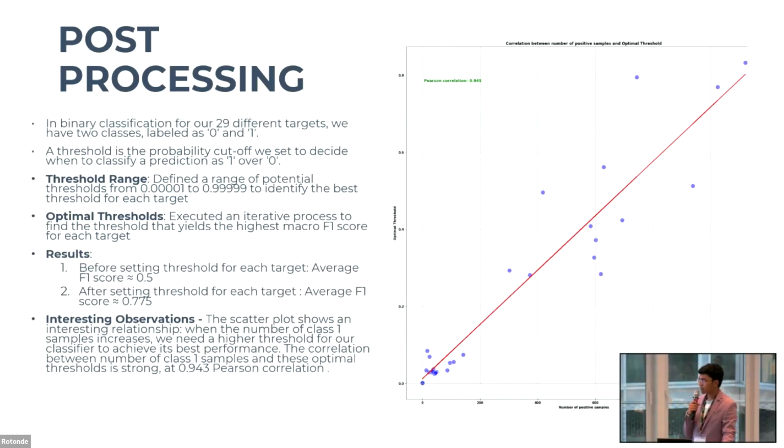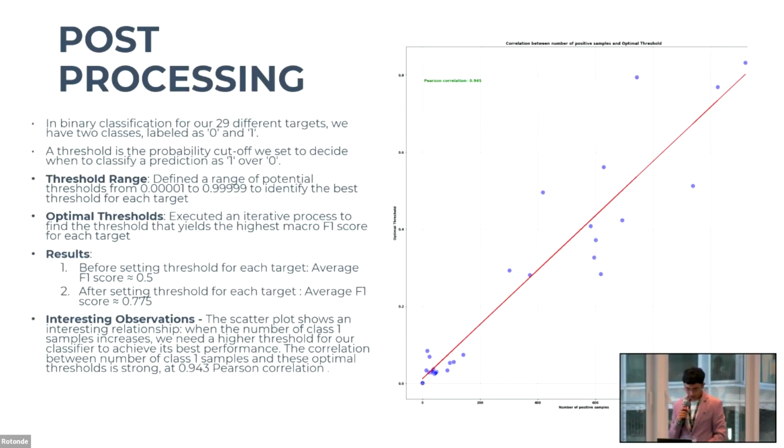And you can see from the results that before setting it was 0.5, and after setting the thresholds the F1 score was 0.775. I also have an interesting observation. It's a scatter plot that shows that as the number of positive samples increases, a higher threshold is needed for the model to achieve the best macro F1 score. You can see a Pearson correlation of 0.95, which shows a really strong correlation between the number of positive samples and the threshold.